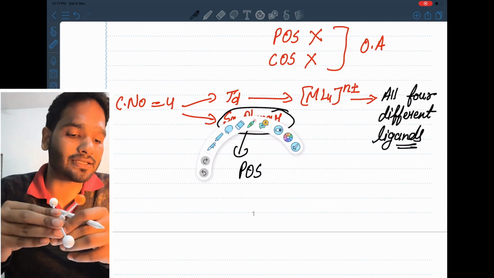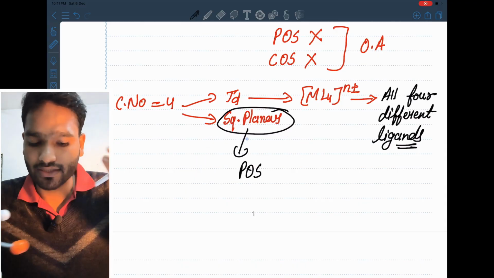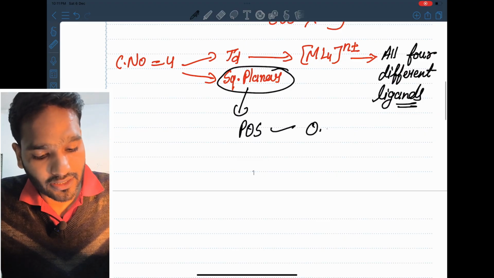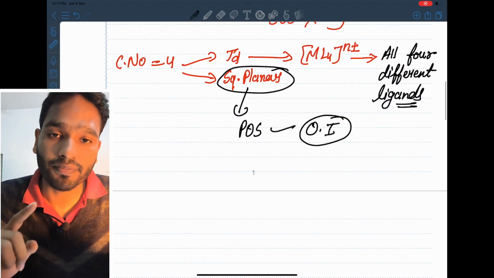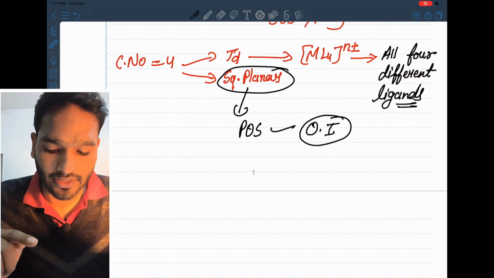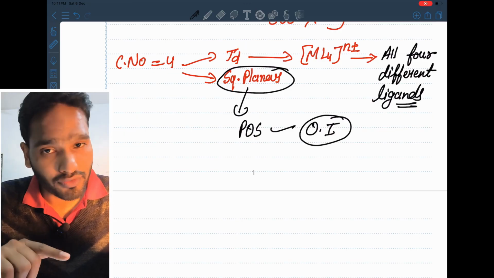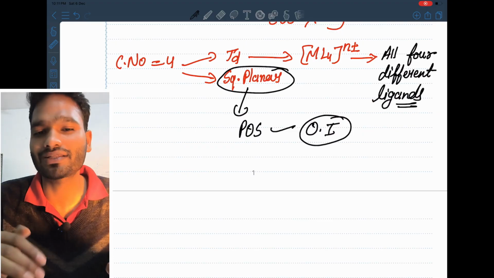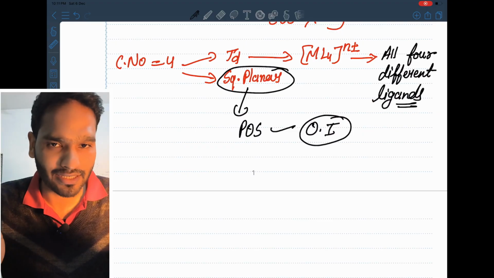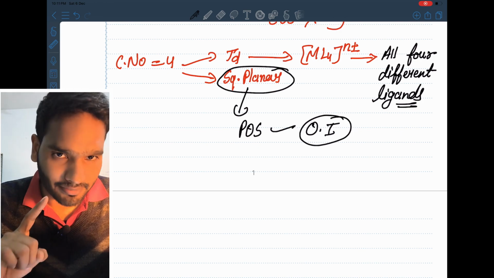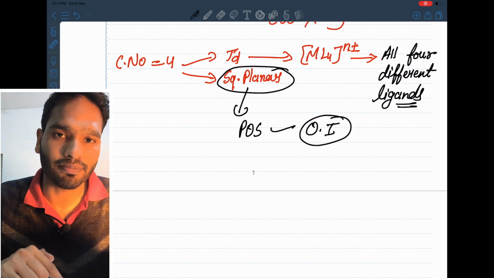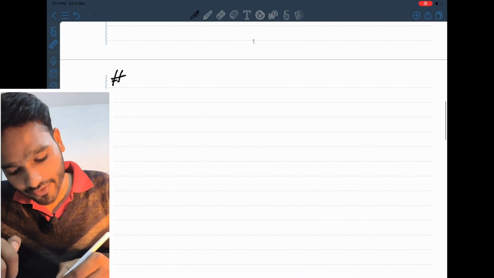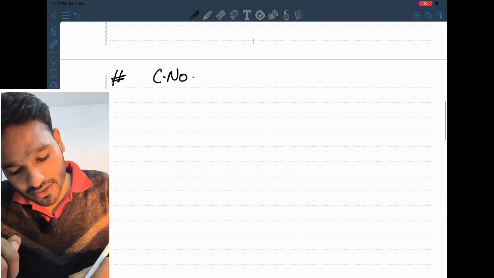If POS is present, then we can say it will be optically inactive. So with the help of POS and COS, you will be checking the optical activity, or you will check the mirror image. You won't be checking whether it will rotate the light or not. That's about experiments, but in the exam you will be checking the mirror image or the POS, plane of symmetry.